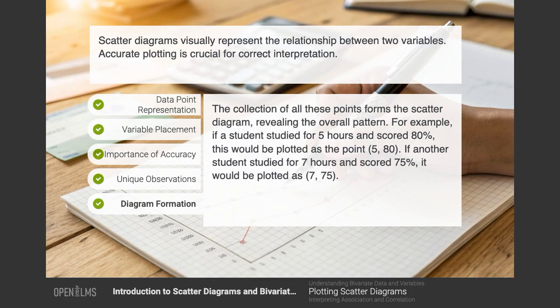For example, if a student studied for 5 hours and scored 80%, this would be plotted as the point (5, 80). If another student studied for 7 hours and scored 75%, it would be plotted as (7, 75).